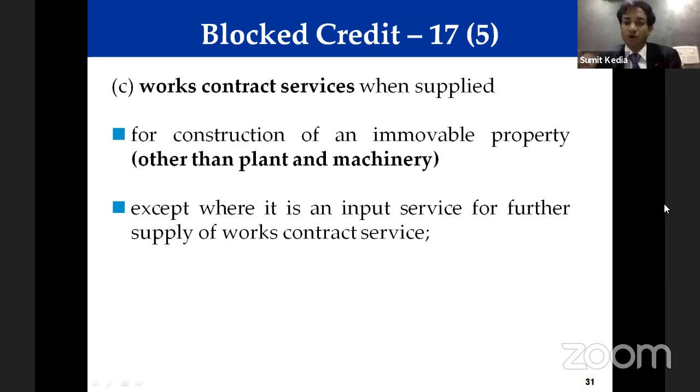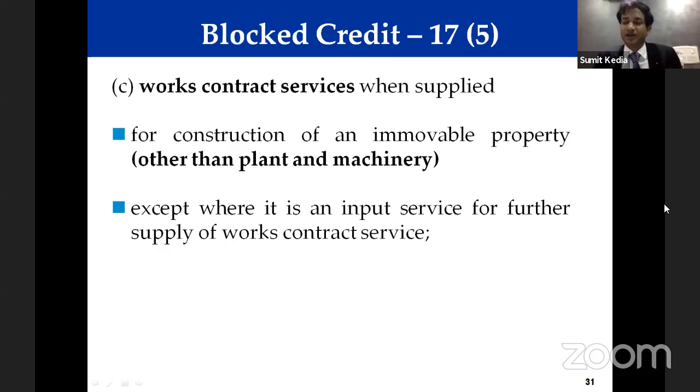So it says that for works contract services supplied for construction of immovable property, credit will not be allowed. However, if it is used for plant and machinery, credit will be allowed. What is plant and machinery? We'll see in some time. But if it is used as an input service for further supply of works contract, for example, I'm a developer, I'm a works contractor, and I procure some works contract service from a subcontractor, I will be allowed credit because it is an input service for further supply of works contract, then ITC will be allowed.